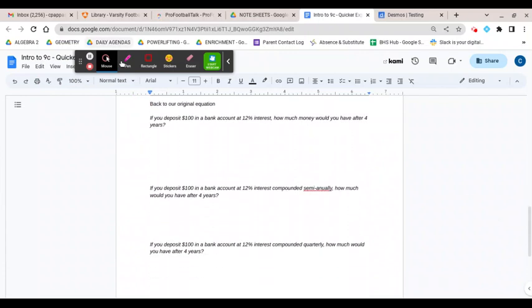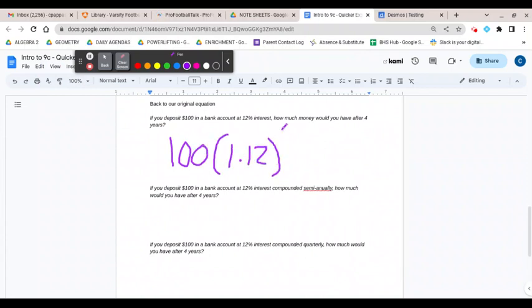So back to our original equation here. We had $100, investing it at 12% after 4 years. And we had our answer, which is $157.35.